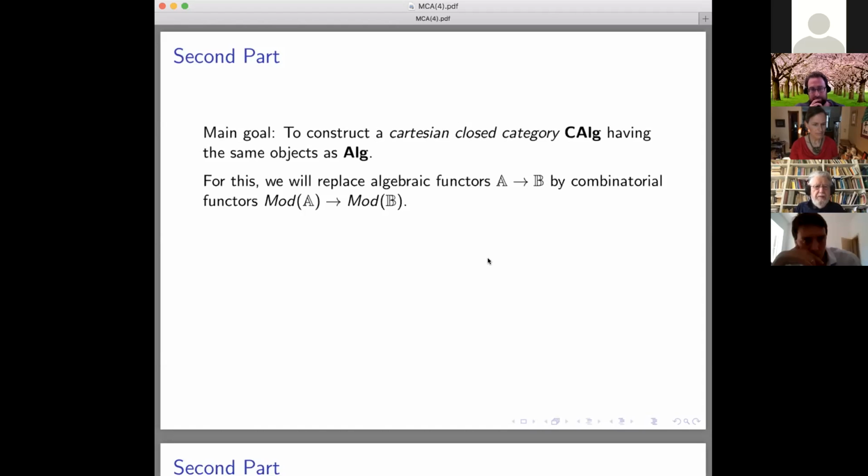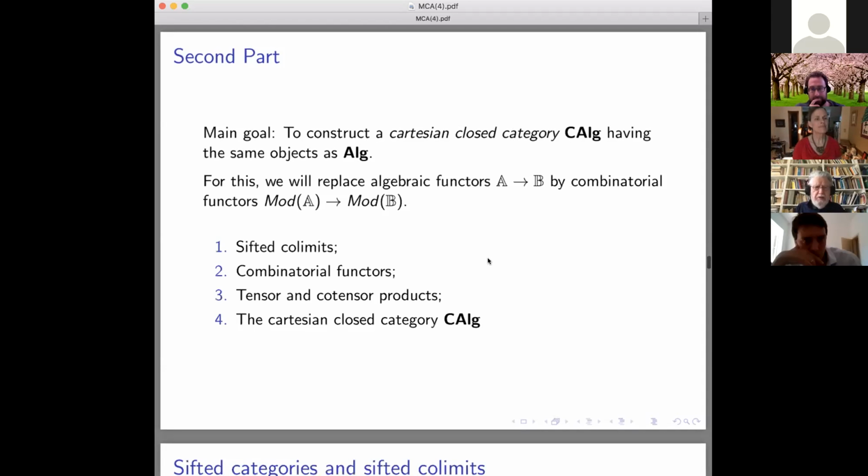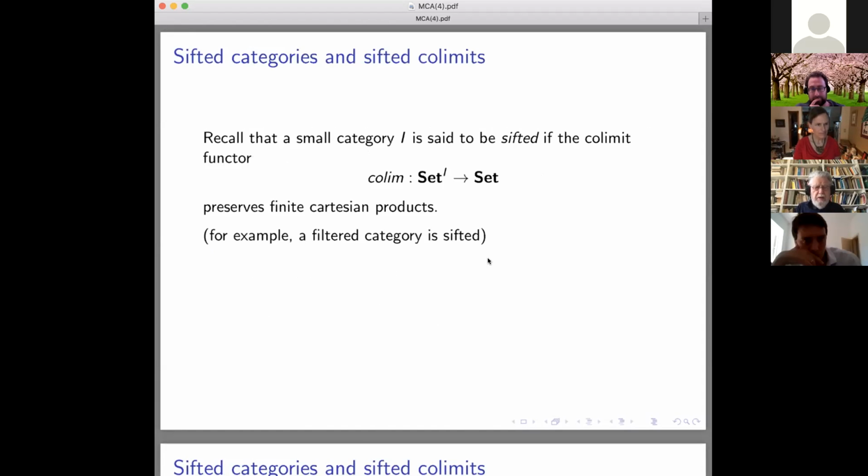So I'm sort of inviting you not to be too afraid of this substitution, because it turned out that it's not too costly in some sense. Okay, but what is a combinatorial functor? In order to define combinatorial functors, I need to explain what shifted colimits are, and then I will get to the notion of combinatorial functor. That's the second part, or maybe the third part.